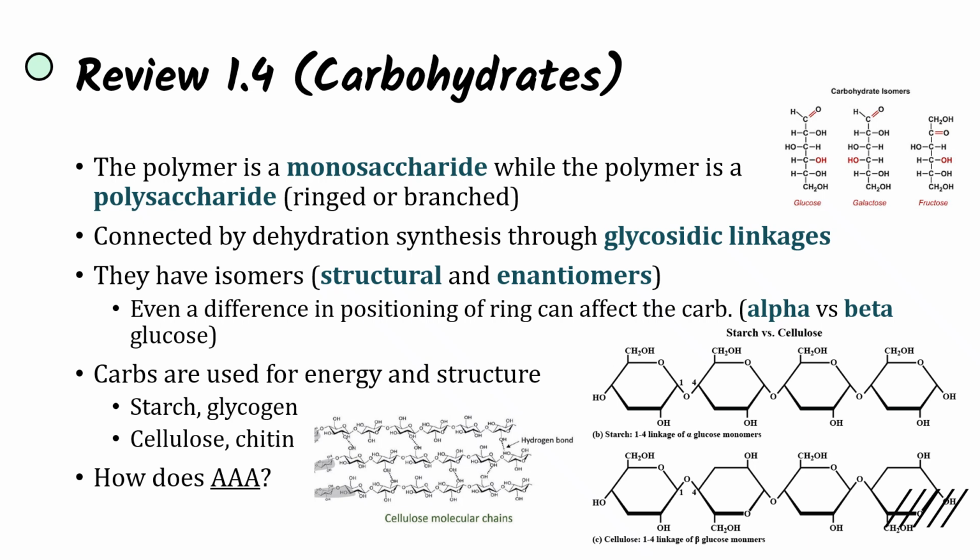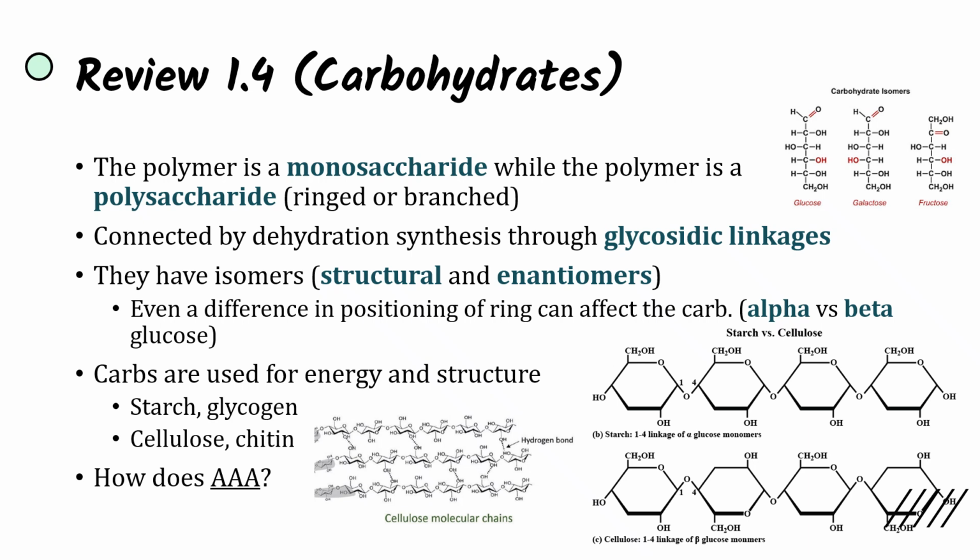Now on to carbohydrates. From now on, we're not going to talk about specific subunits, but just the macromolecules as a whole. So the monomer of a carbohydrate is a monosaccharide, meaning one sugar, while the polymer is a polysaccharide, multi-sugar. And these polysaccharides can either be ringed or branched. You'll often see glucose as a ring with 6 carbons, but you could also have branching out chains of monosaccharides. So they're connected by dehydration synthesis through glycosidic linkages. That's the name of the bond that is formed between two monosaccharides in a carbohydrate.